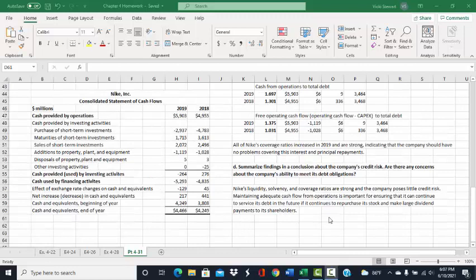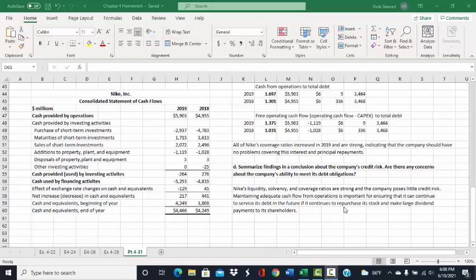In D, it asks us to summarize the findings in a conclusion about the company's credit risk. Are there any concerns about the company's ability to meet its debt obligations? We saw that the liquidity ratios, the solvency ratios, and the coverage ratios are all strong, and the company poses very little credit risk. However, with any company, maintaining that cash flow from operations is important because that is what you need to have in order to be able to pay your debt.